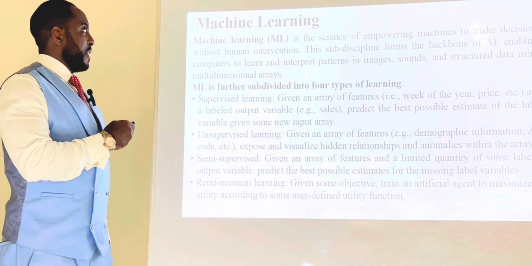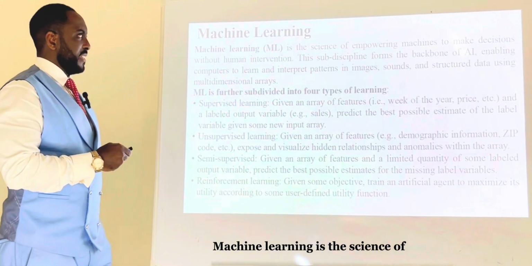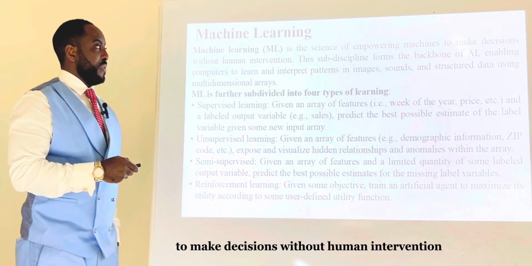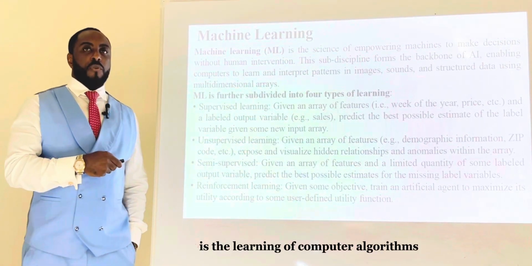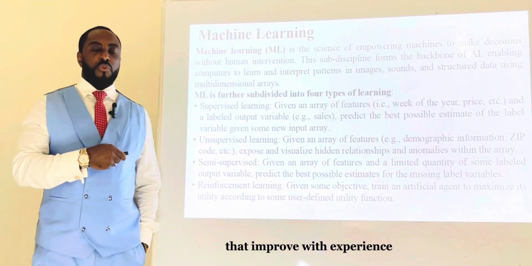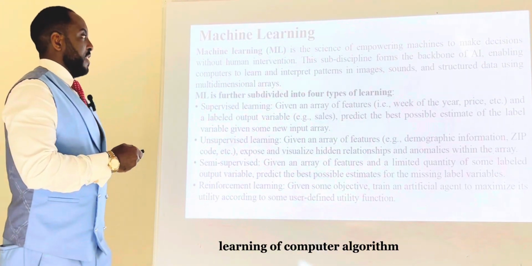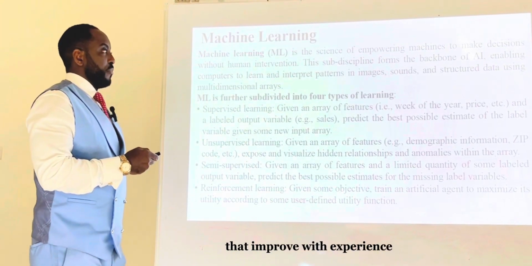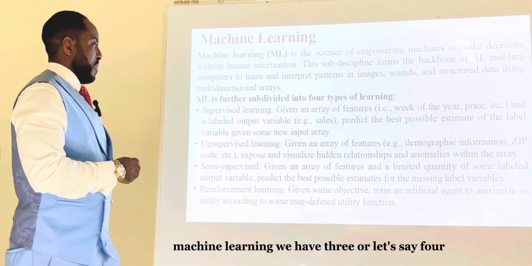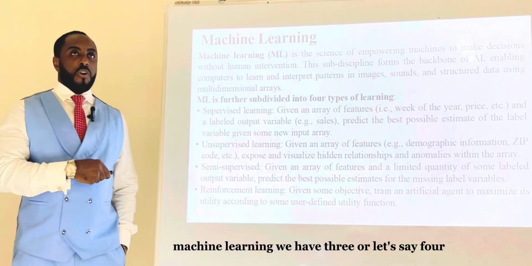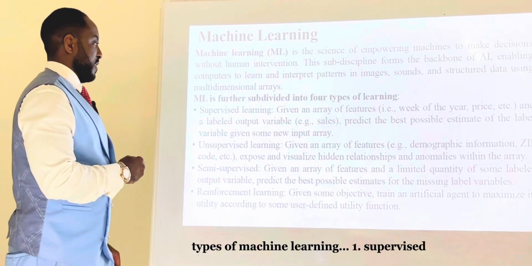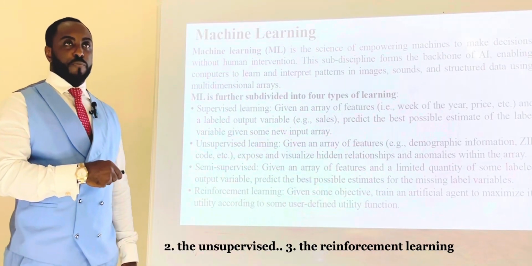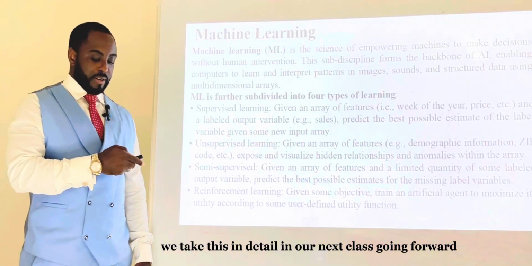Let's take it further. So we say machine learning is the science of empowering machines to make decisions without human intervention. Okay? It's the learning of computer algorithms that improve with experience. So in machine learning, we have three, or let's say four types of machine learning: the supervised, the unsupervised, the reinforcement. We'll take this in detail in our next class.